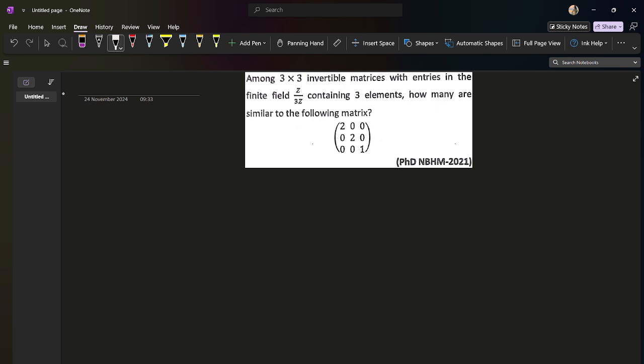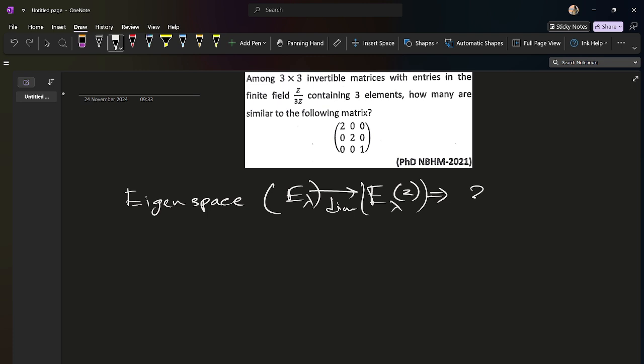So now our eigenspace can be written as E lambda also. Our E lambda of 2, what is its dimension? The dimension of E lambda is 2. That is our geometric multiplicity of 2.